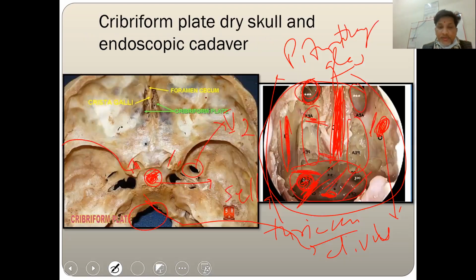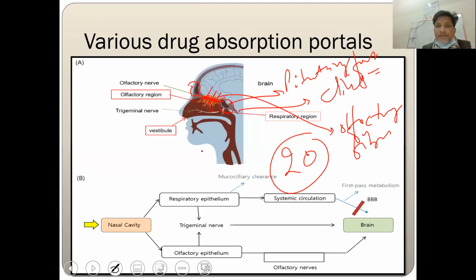ethmoidal roof actually. This is the entrance of different olfactory fibers from the olfactory bulb into the nasal cavity through these minute openings, 20 on each side. So these olfactory neurons from the olfactory bulb enter through this anterior skull base or ethmoidal roof. Both of these sides are the frontal bone, and in between the frontal bones is the ethmoidal bone. This is the crista galli, you can say.